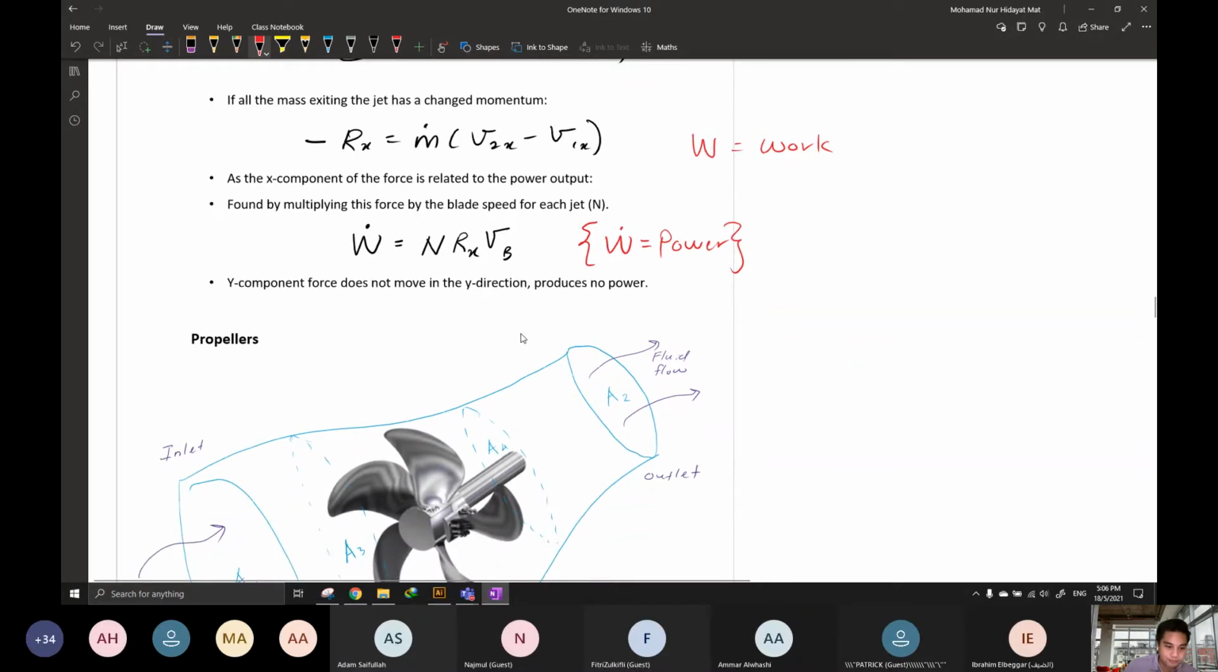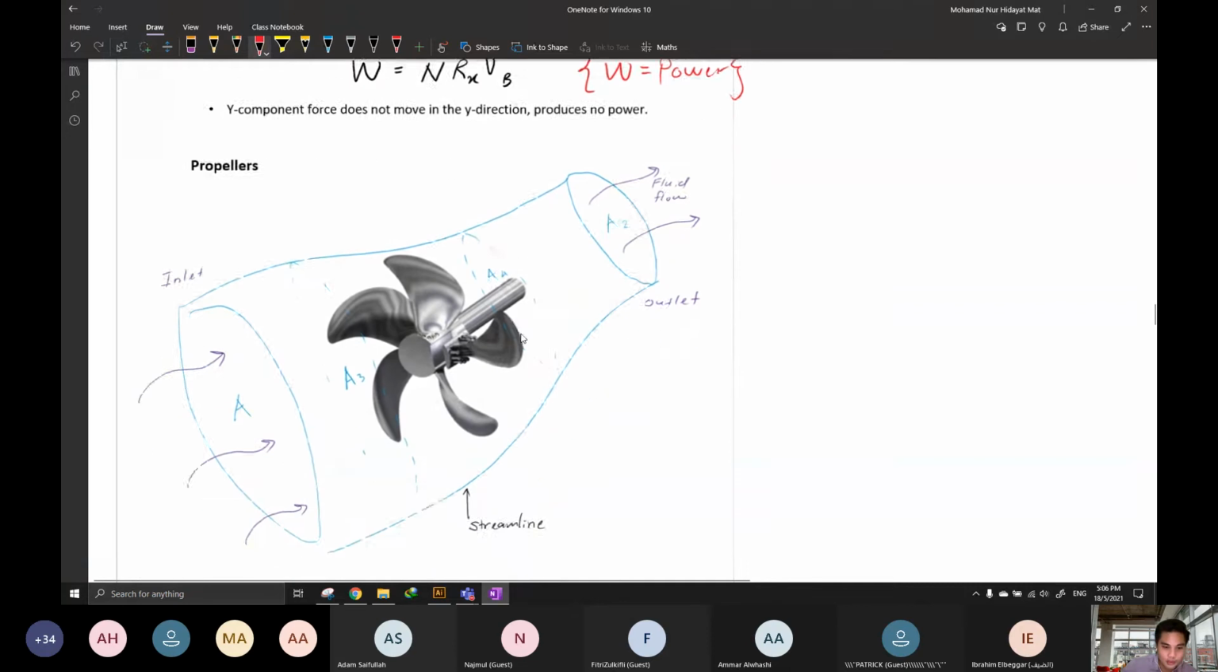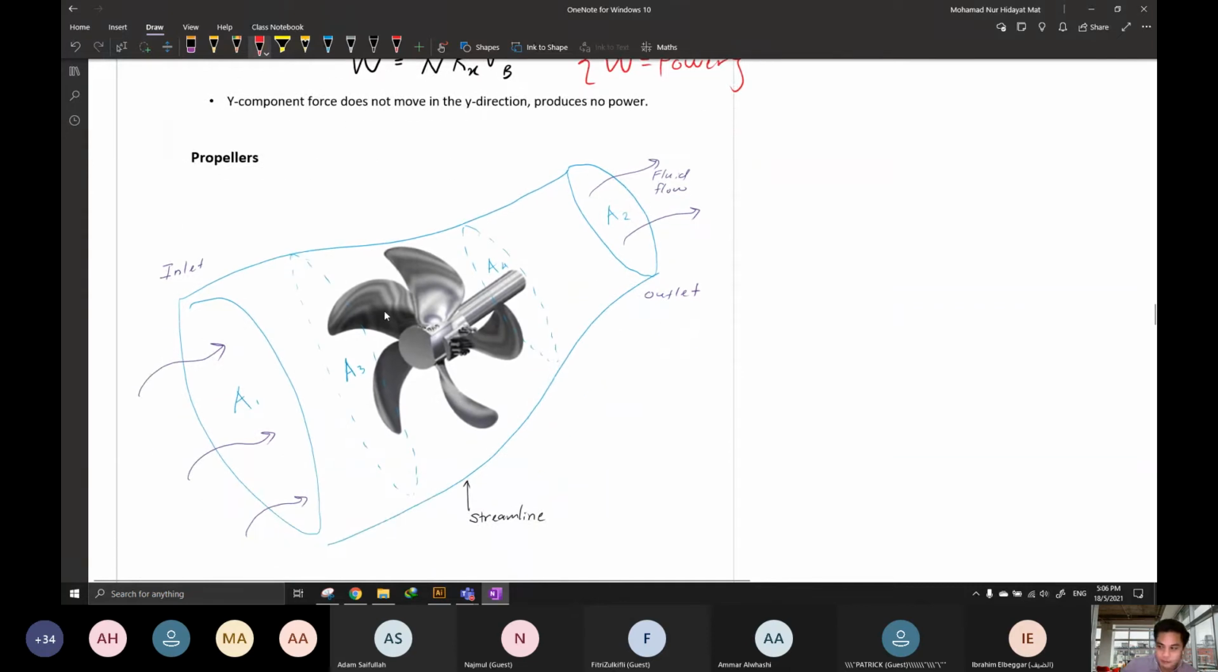Okay, so now we move on to the propeller. So what's the function of a propeller? Of course, to propel the fluid, right? It can be gas or water or oil. To remove the oil from the factory, we use the propeller. So how do we solve this propeller using fluid mechanics?